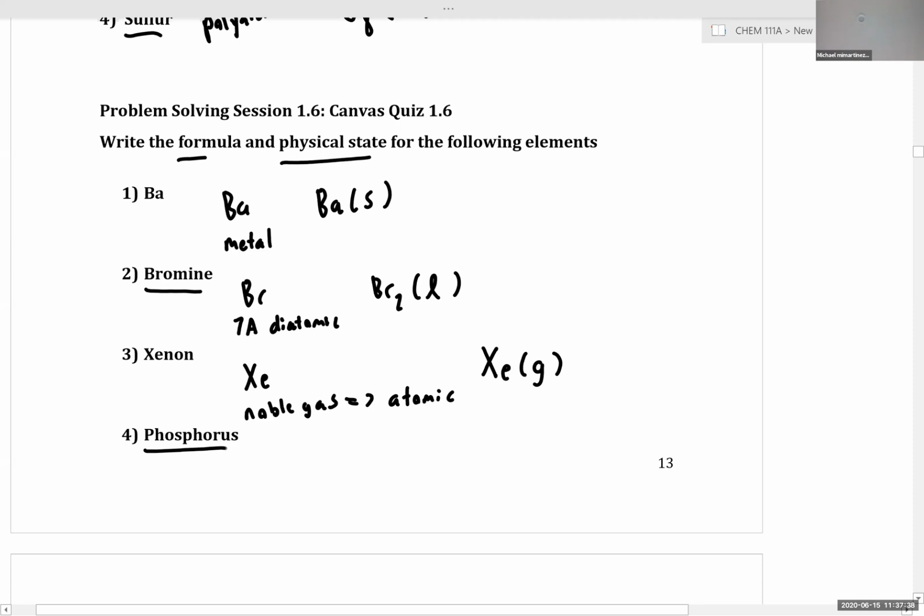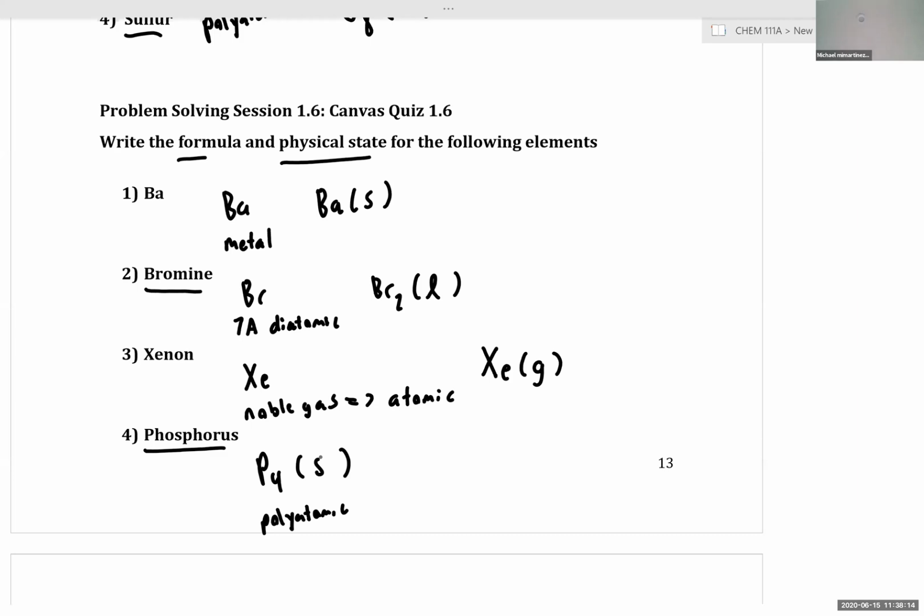Let's look at phosphorus. So phosphorus is one of the special ones. So what is the formula for phosphorus? P4, exactly right. And so phosphorus is polyatomic. And what state symbol do we put for phosphorus? Solid, yep. If you had to take a guess, most elements are solids.